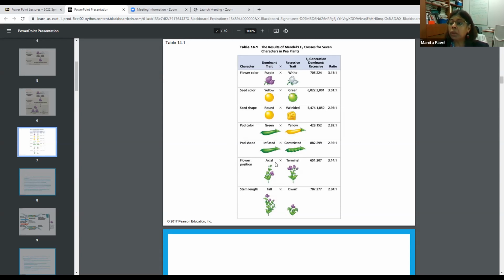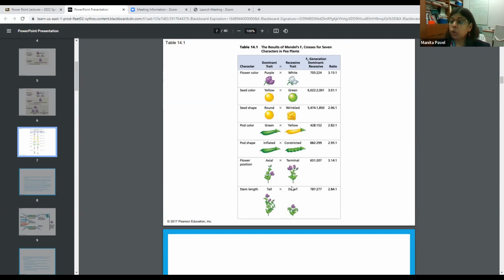Axial comes from the word axis. So if you look at the stem, the branch, and the leaf, in between this angle, axis, angle, the flower is located between the stem and the leaf, the branch which consists of the leaf. Terminal, look at the position of the flowers. They are at the tip of the stem. So this is terminal, which is recessive. And the last but not the least is plant height or stem length. Tall plants are dominant over dwarf plants.